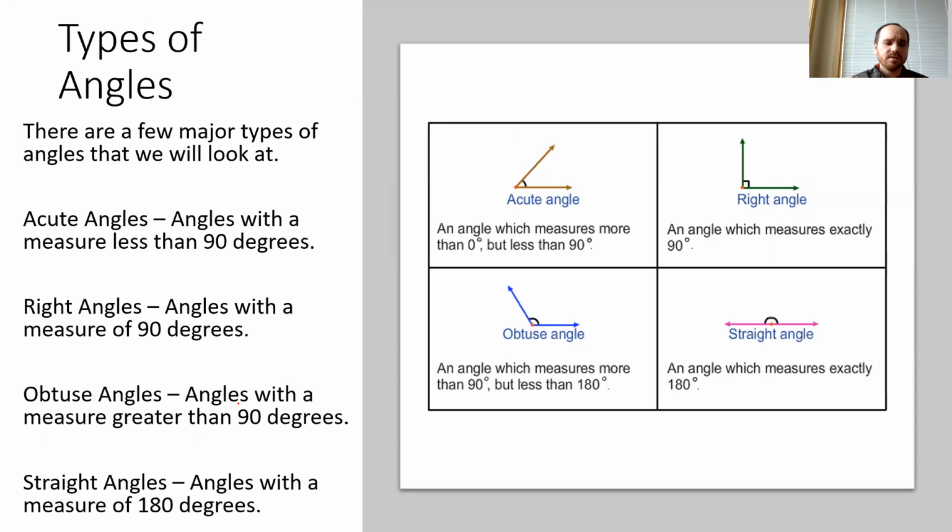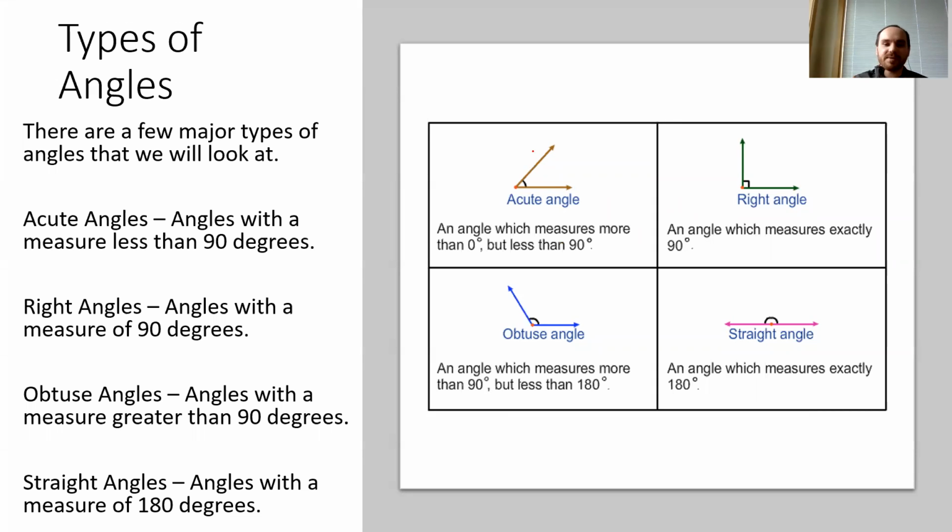Now, obtuse angles, those are angles with a measure greater than 90 degrees. Specifically, it's an angle that's in between 90 and 180 because 180 is a straight angle. We're only going to deal with angles that are less than 180, maybe 180, but usually that's not really an angle, right? That's just a straight line. So we don't really care about it. So obtuse angles are the big ones. And then straight angles are just angles with a measure of 180 degrees.